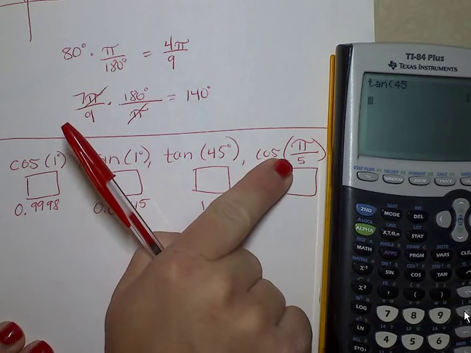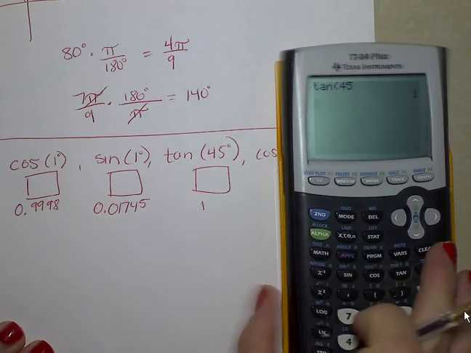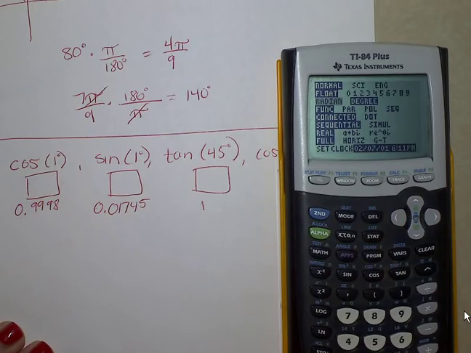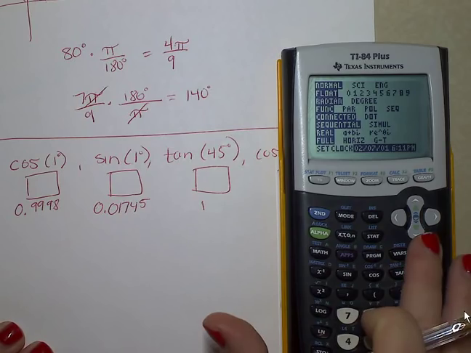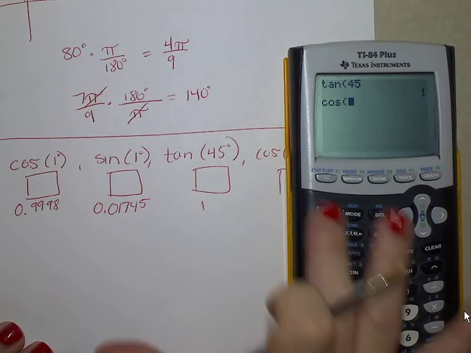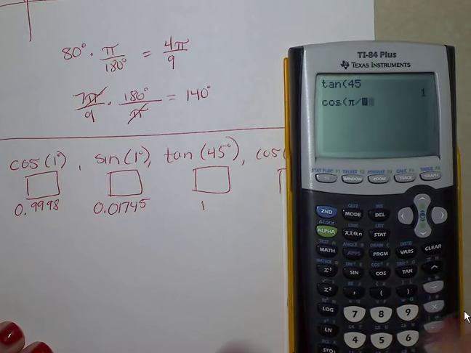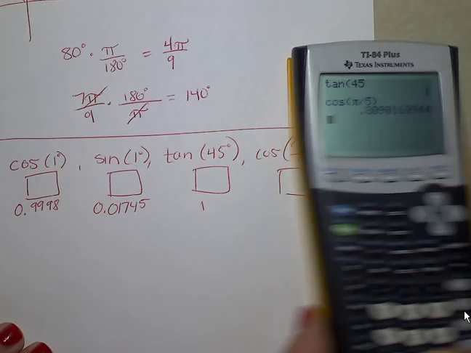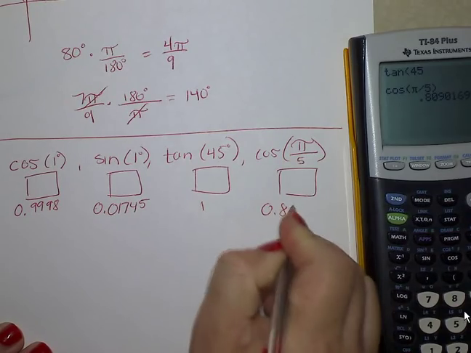Now we're changing into radians. So go back to mode, press enter, go to the third row down, press enter for radians. Then press clear, and I'm going to type in the cosine, don't use 3.14, of pi divided by 5 in parentheses. Press enter, 0.8090.